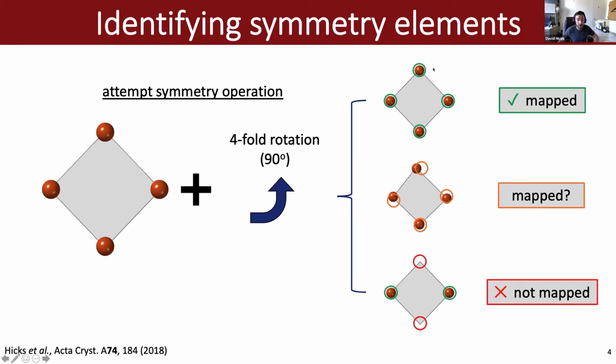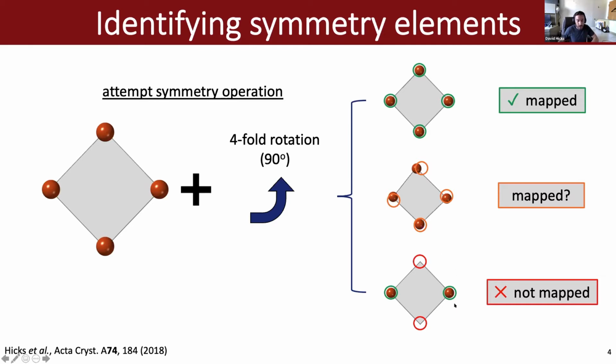Since we're working with real materials, we're not necessarily working with ideal positions. So these are essentially the 3 scenarios that we can encounter. The ideal situation is at the top here. If the original atom positions and the transformed atom positions map exactly onto one another, then we would say that this is a mapping in our crystal.